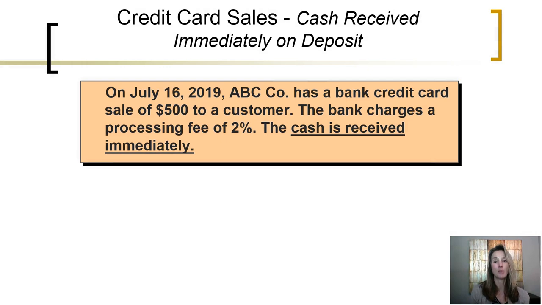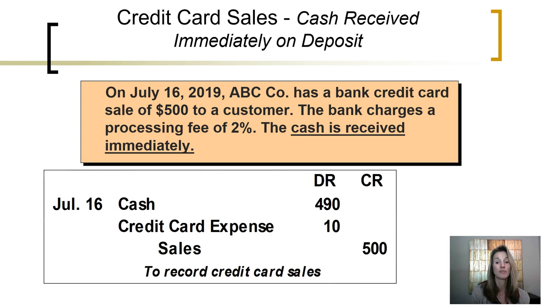So let's take a look at an example when the company receives cash immediately on deposit. If on July 16th, ABC has a bank credit card sale of $500 to a customer, the bank charges ABC a 2% fee for the use of the credit card. ABC is receiving the cash immediately. ABC's revenues earned were $500. That was the amount of the sale made to the customer. But ABC's cash that they're receiving is really only $490 because 2% of the sale, or $500 times 2%, or $10, is given up and kept by the bank.